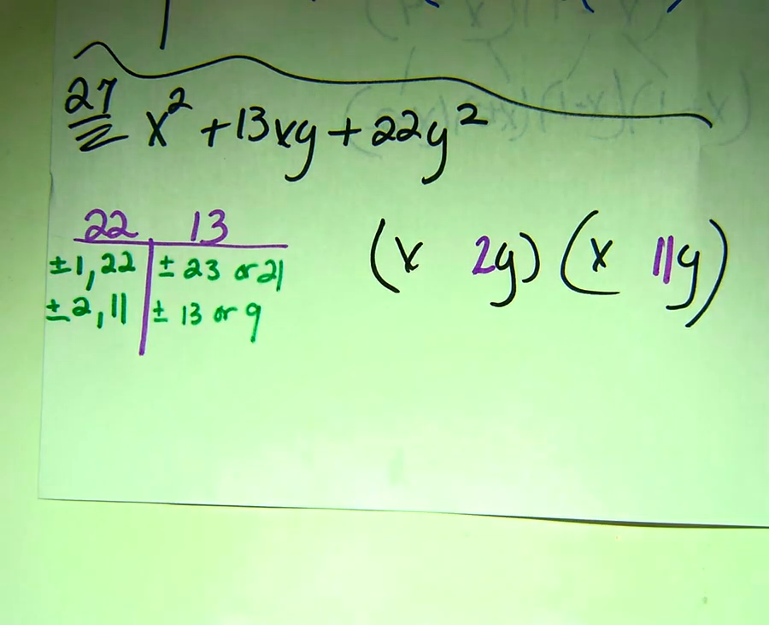The question is, are they going to be positives and negatives right here? So a plus right here and a minus right here. Both of them positive, both of them negative. We don't know. Well, let's look at our signs.